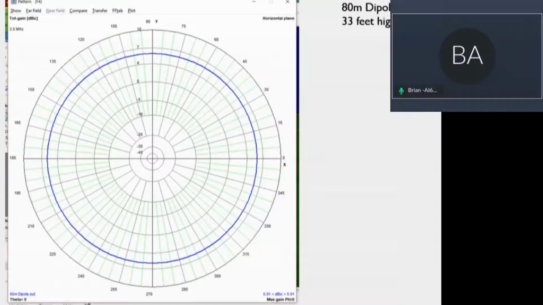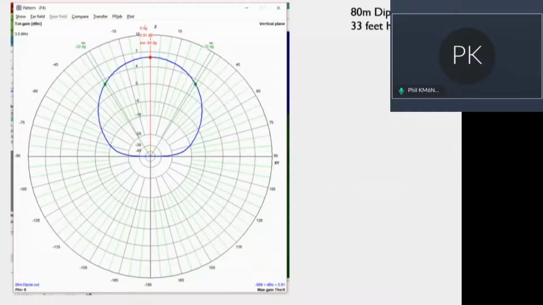We have a question. Go ahead, question. Yeah, question from Phil. Go ahead, Phil. Okay, hopefully my microphone is working. So hey, in those vertical patterns, the element is coming in and out of the page, right? That's the way the element would be oriented? That is correct, yes. Okay, cool. Thank you. You're welcome.